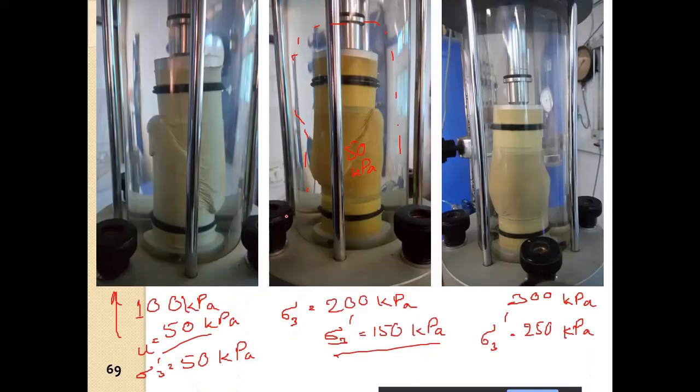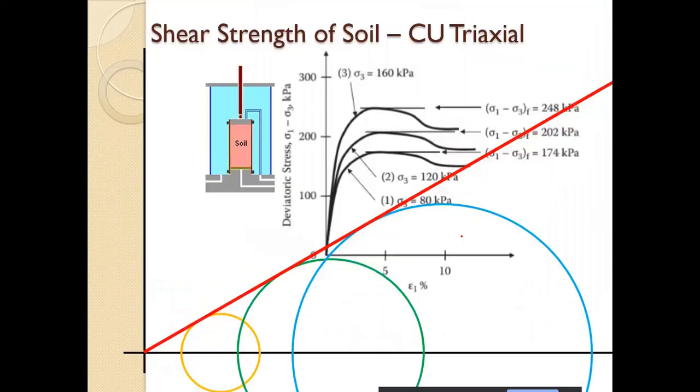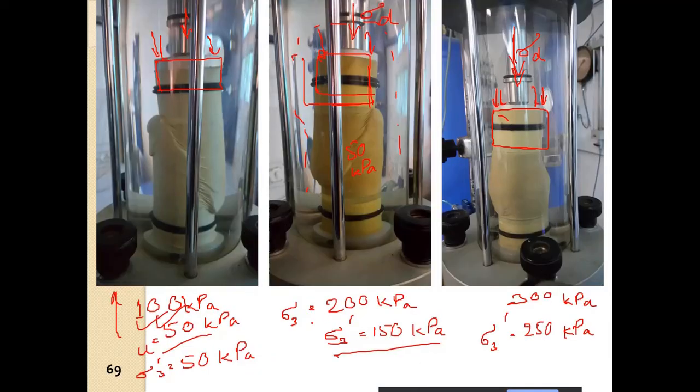Likewise we again apply the deviatoric stress through here. This is a rigid plate. So we have sigma 3, and this is sigma D. Ultimately we will see this Mohr circle is for this one, and this Mohr circle is for this one.